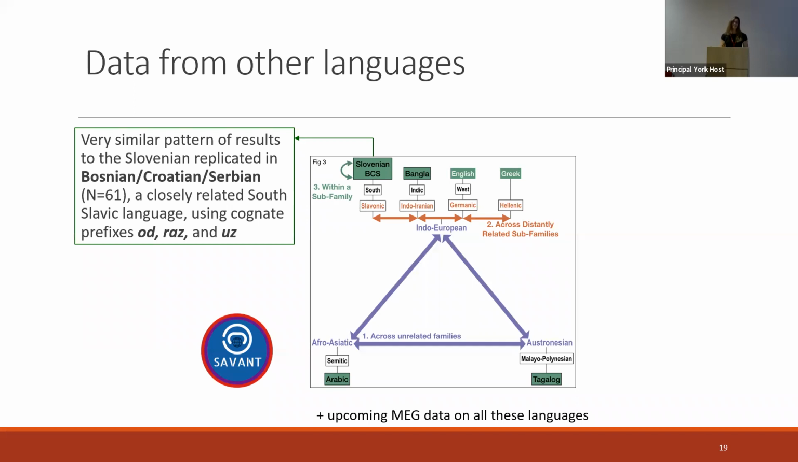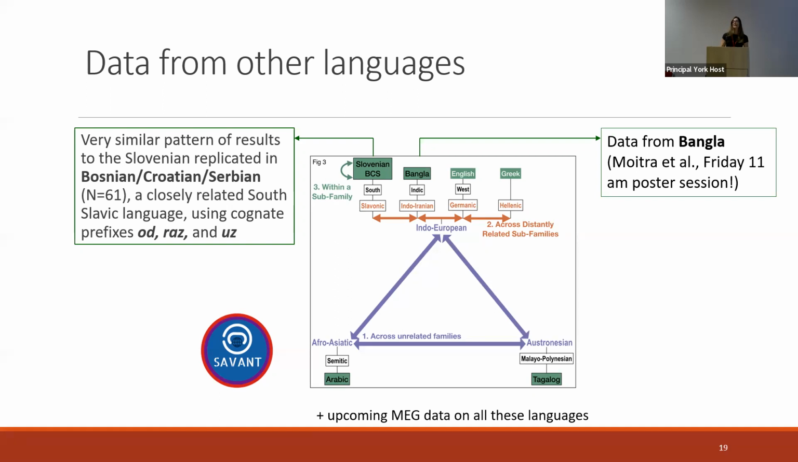And if you would like to hear something about other languages from the project, for example, on Bangla, make sure to check out tomorrow's poster session, Shornendu's, I think it's poster number 32. And if you would like to hear about morphological rule processing in Tagalog, please stay where you are, because Dave will give a talk on Tagalog in several minutes.